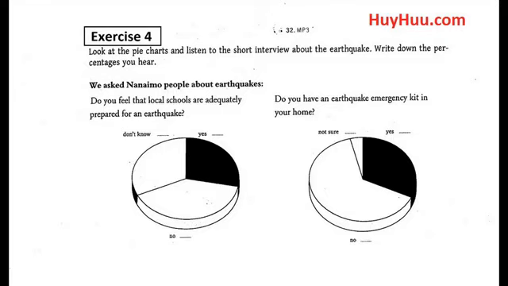Last May 2001, an earthquake hit Nanaimo. We did some research on the local people about their feelings about earthquakes. We asked 2 questions. The first one was, do you feel that local schools are adequately prepared for an earthquake? 28% said yes. 32% of people said that they didn't know. 40% said no. The second question was, do you have an earthquake emergency kit in your home? 32% said yes. 4% said that they were not sure. 64% said no.